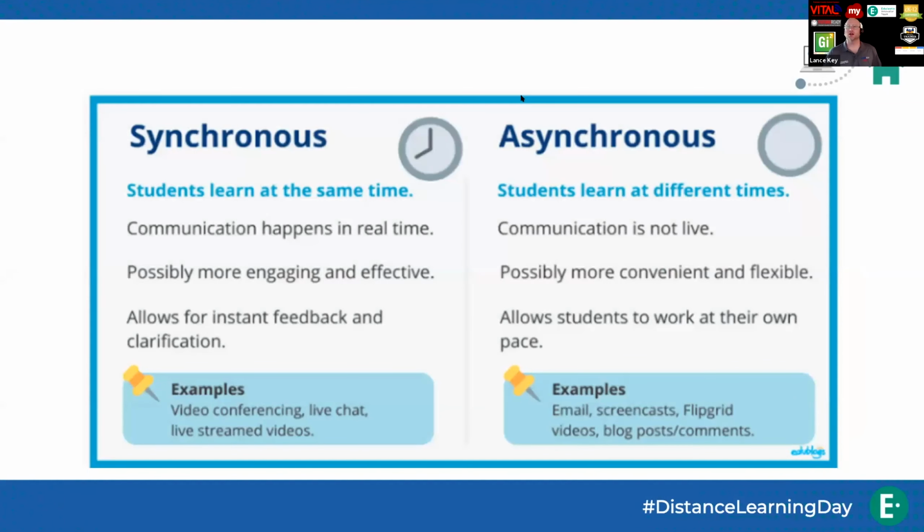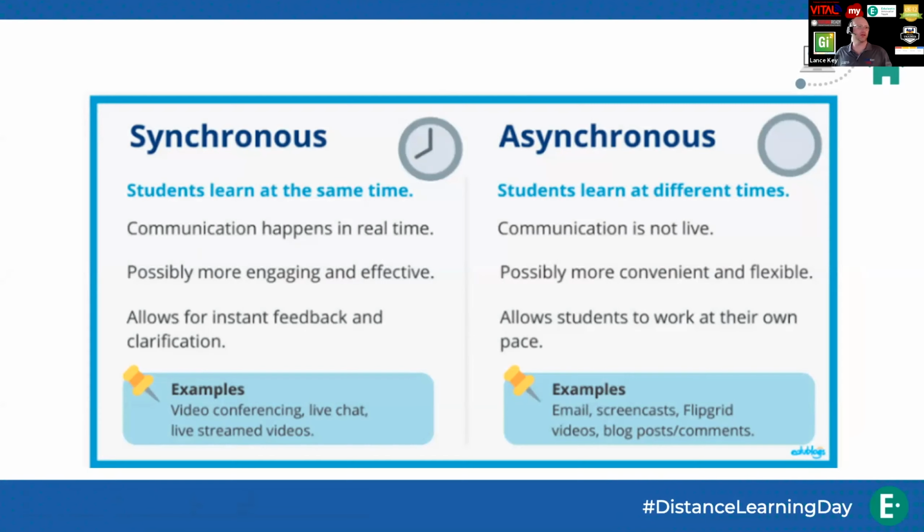And here we go. All right, so the biggest mistake that we made was the synchronous versus asynchronous. We were trying to do everything synchronous, which sounds great. And we had most of our kids logging on and working with us. But some parents only had one device at home, so only one kid could be on at a time. And others, parents were working, so they couldn't be there to help children at home. So we quickly went to both synchronous and asynchronous.